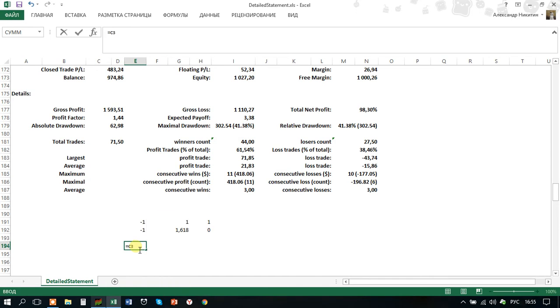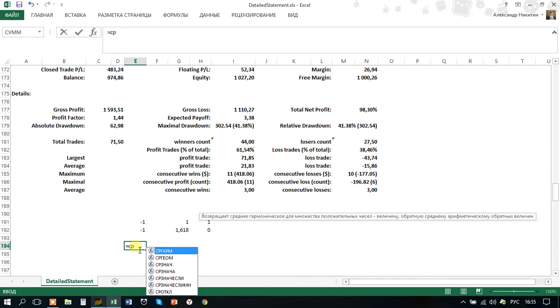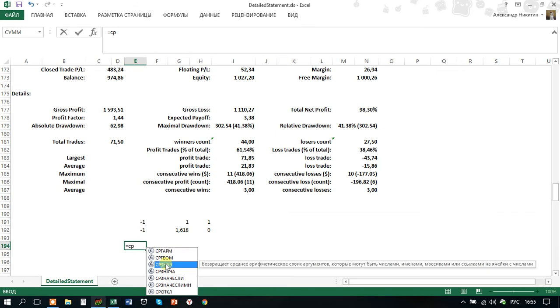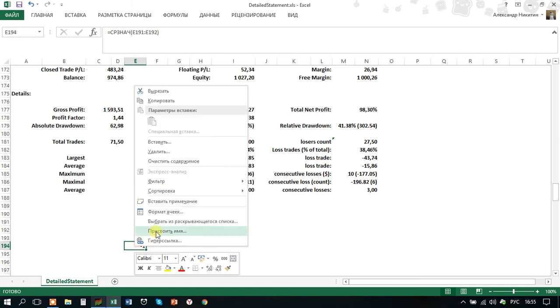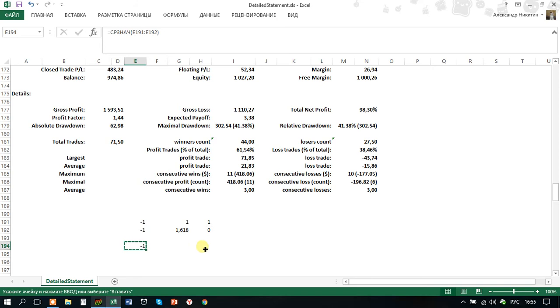The formula is AVERAGE, arithmetic average. This is the formula. This is number 1, this is number 2. Average of those two equals this. So the average is 0.1. Perfect. Okay, if we copy this and paste it, let's say here.